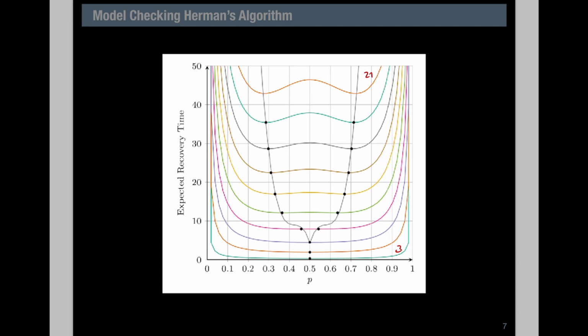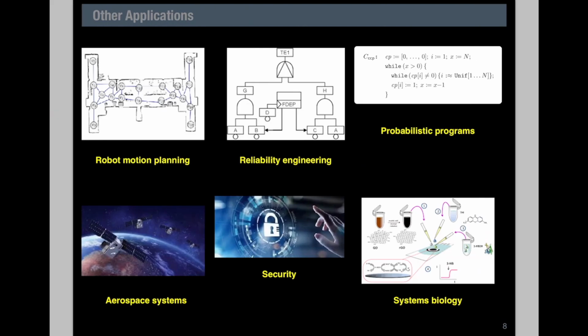And by means of model checking, what we see is that if the ring has a certain size, for instance, this size over here, then we see that for two different probabilities, the expected recovery time is minimum. So we get two symmetric probabilities for which this is minimal. For small ring size, this is not the case. And these results are obtained in a fully automated manner using probabilistic model checking.